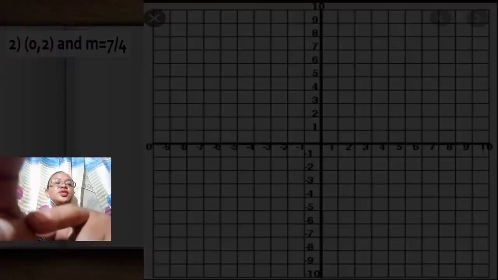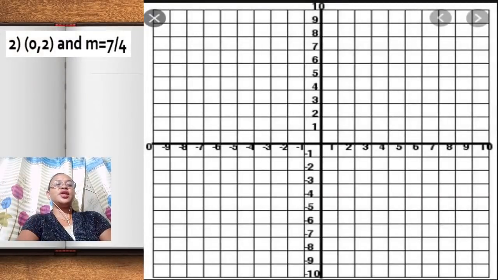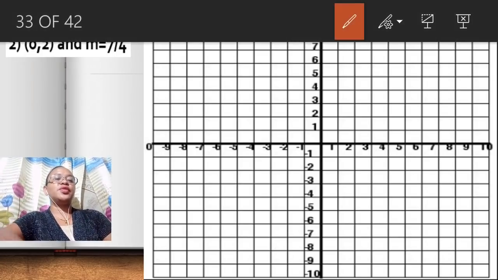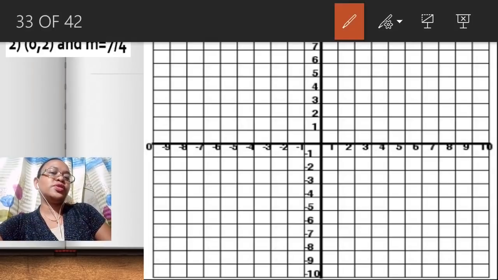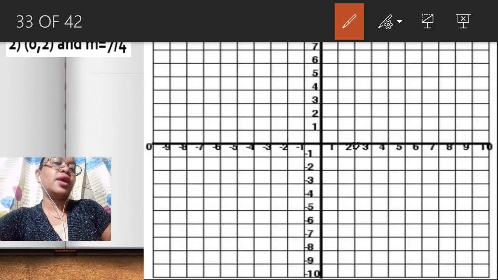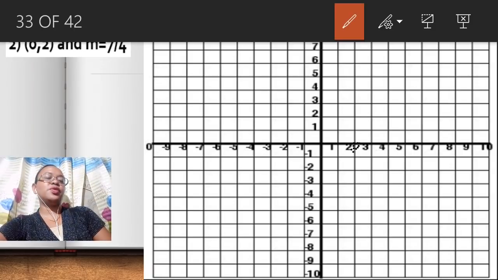Okay, let's proceed to number 2. We have here: graph the line that passes through (0, 2) and has a slope of 7 over 4. So you go to (0, 2) first. Where is (0, 2)? It is this part. Okay, that one. That's (0, 2).